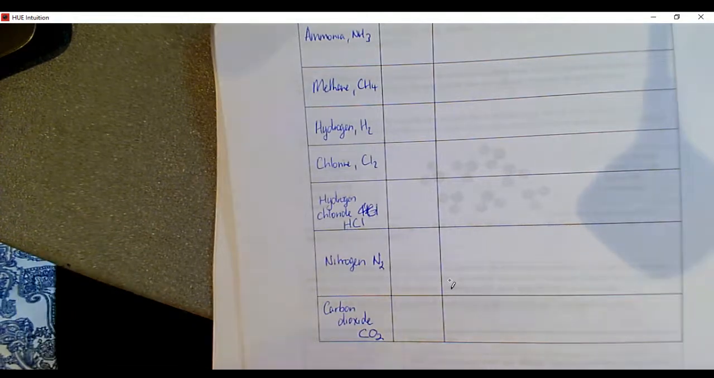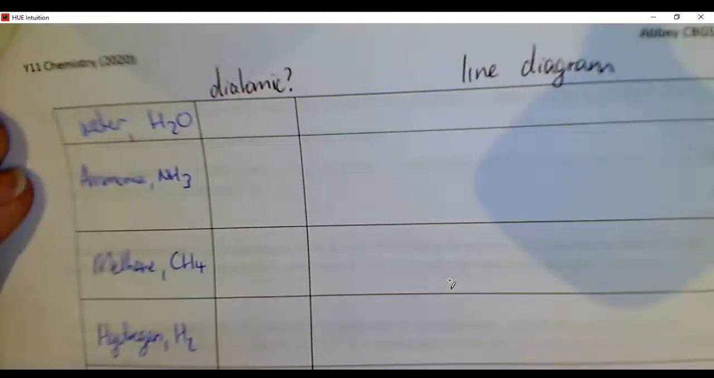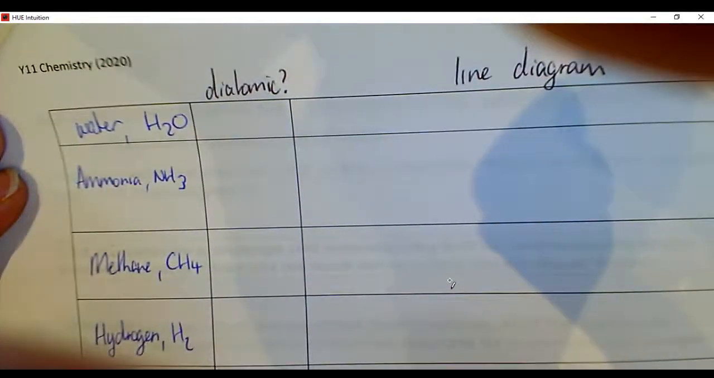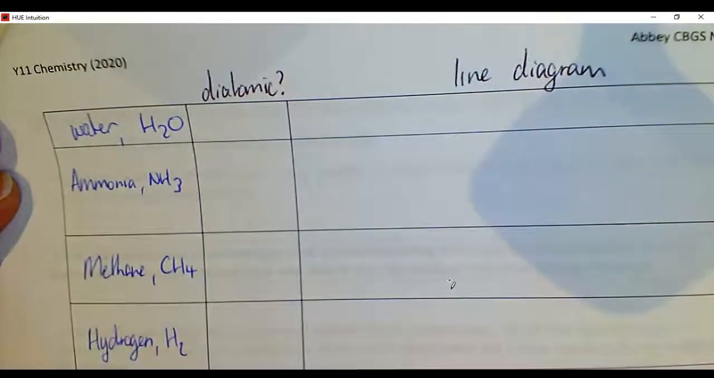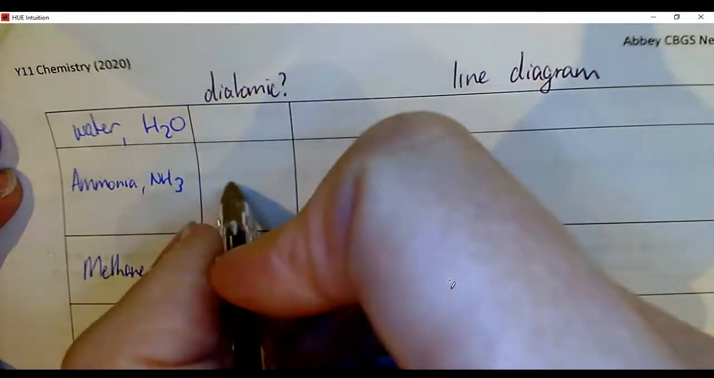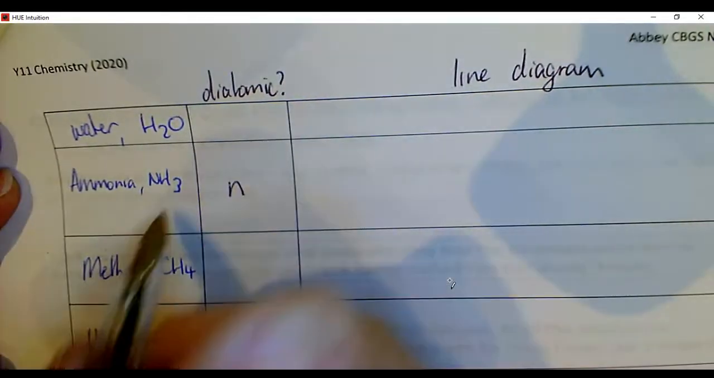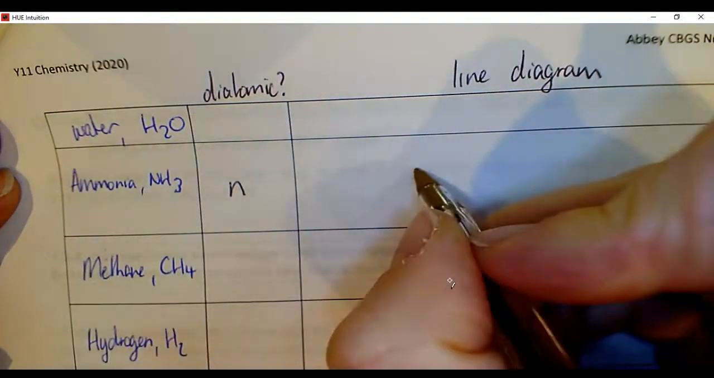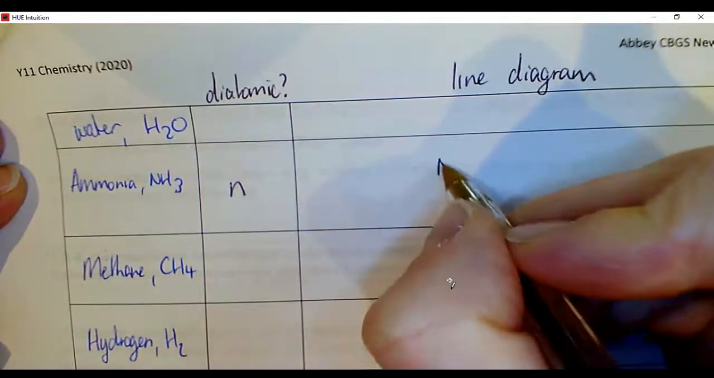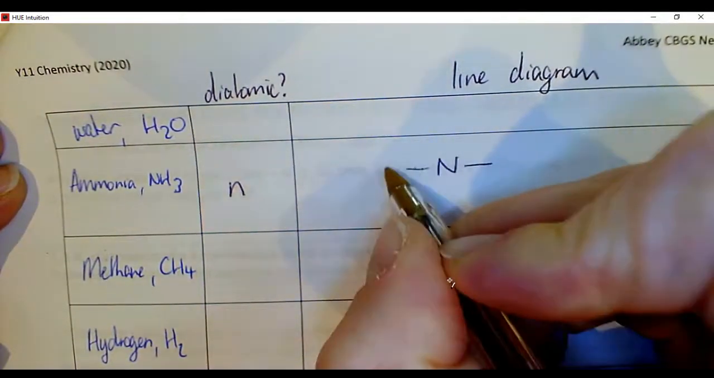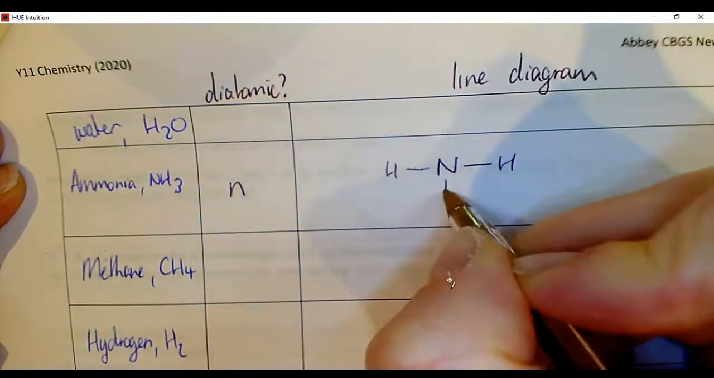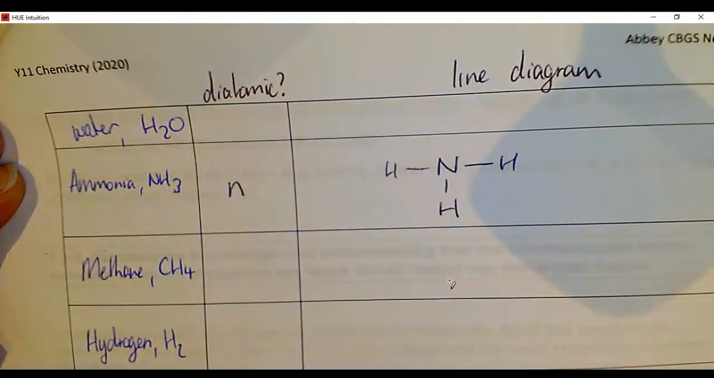Okay, let's see how you get on. Right, I'm going to zoom in again so you can all see. Right, so let's start with ammonia. Okay, so ammonia, diatomic, no, right? It has 4 atoms in the molecule, and the line diagram has nitrogen in the middle and 3 single covalent bonds to hydrogens.